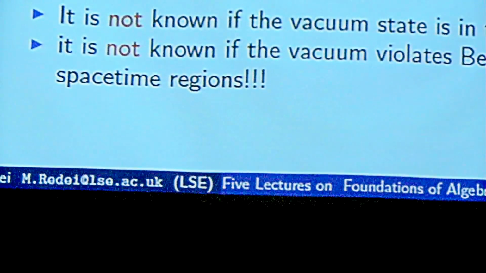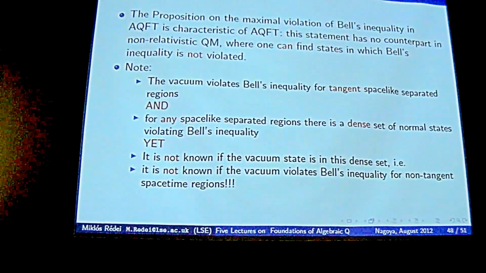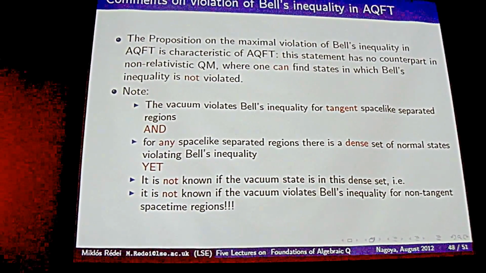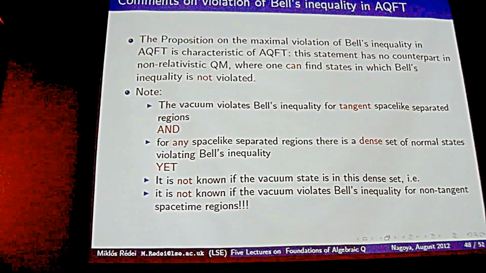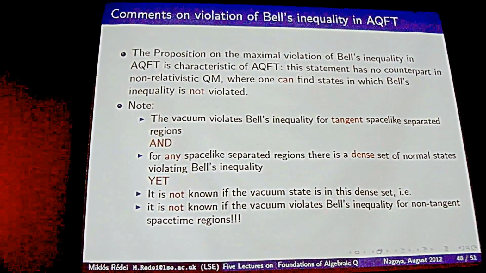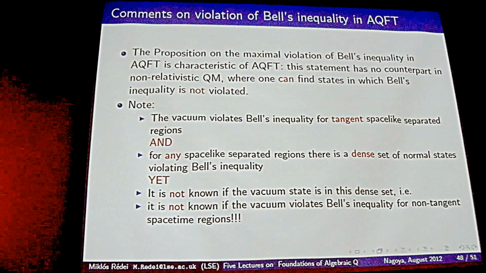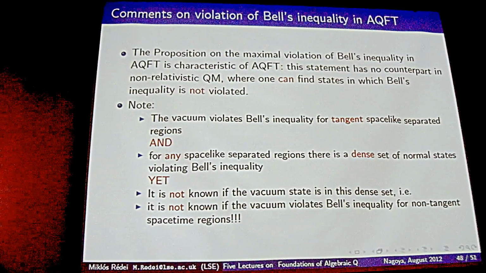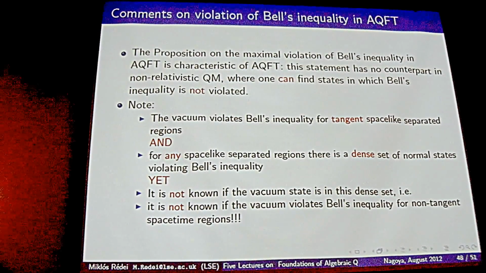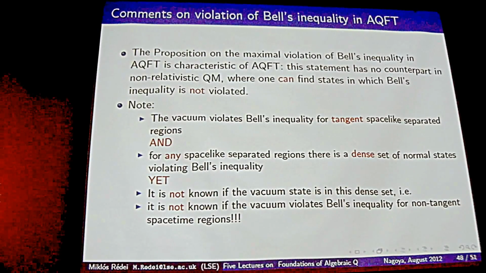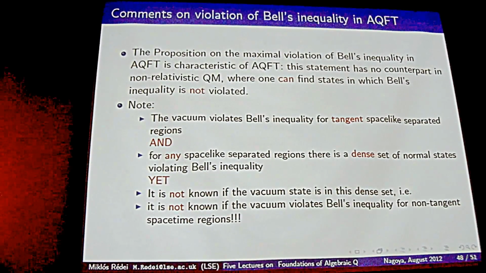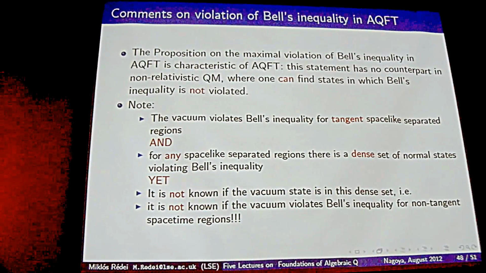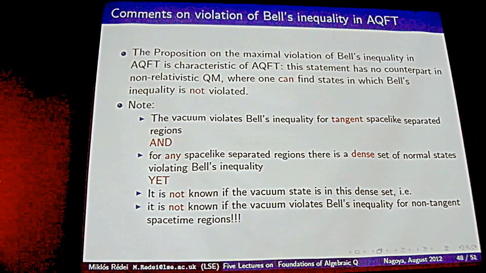Now, these statements are very characteristic of quantum field theory because they don't have any counterpart in ordinary non-relativistic quantum mechanics, where you always find states in which Bell's inequality is not violated. You do find them on the tensor product states. There they are, and as product states, they satisfy Bell's inequality. But in the quantum field theory case, this is not what happens. Then, if you have the tangent situation, then all normal states violate Bell's inequality.